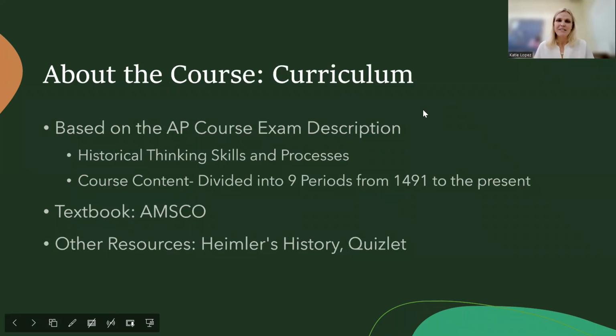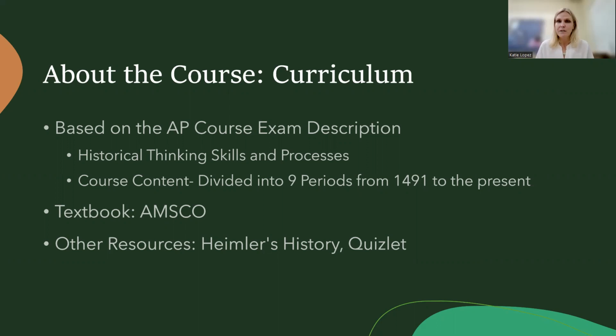So getting into the course, AP is based on everything that will be on the AP exam in May. It's based on the course exam description, which is a huge document that I posted on your son's Schoology, and it goes over all of the content as well as the skills that your sons will need in order to be successful on the exam. The content is divided into 9 periods from 1491 to the present. It's a lot of information.